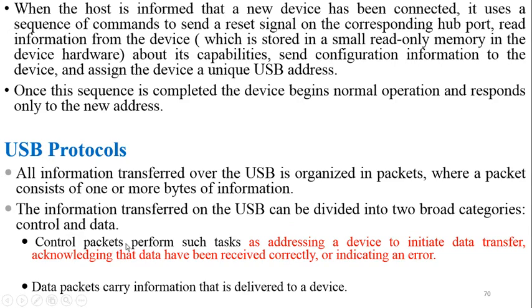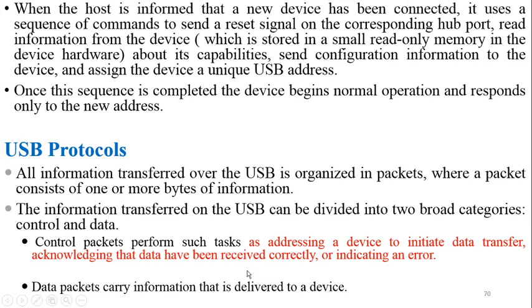Okay. Control packets perform such tasks as addressing a device to initiate data transfer, acknowledging that the data have been received correctly, or indicating an error. So, control packets are used for controlling the data transfer activities and for assigning an address to a particular IO device, and starting the data transfer by sending certain commands and some other error checking mechanisms. All this information is attached with the control packet. Data packets carry the actual data to be transferred between the device and the host system.